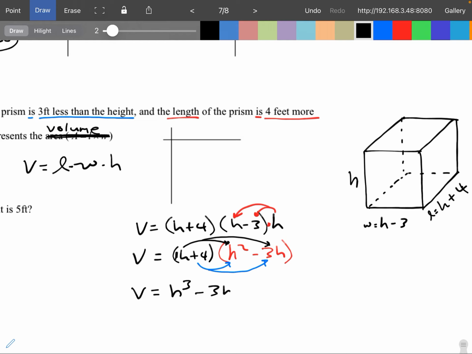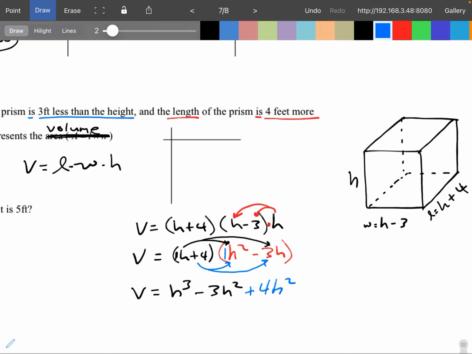So it's a negative 3h squared. And then in the blue, we got a positive 4 times an h squared. So what's that? Positive 4 times positive h squared. Again, there's a 1 right here. Positive 4 times h squared. Just positive 4 times h squared. Yeah, it's 4h squared, or positive 4h squared.